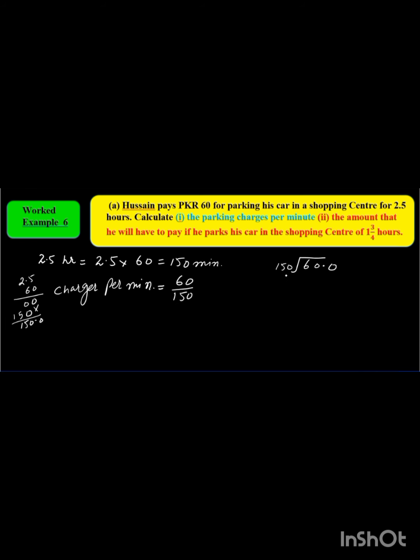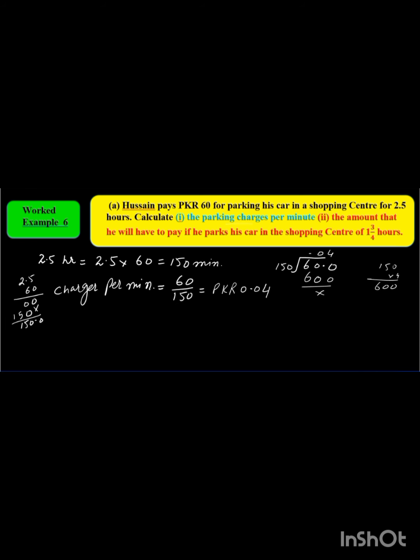And we will get 60 divided by 150. So in the table of 150, we have to multiply with 4. 4 0 0, 4 5s are 20 and 4 1s are 4. So our answer is 0.04. When you multiply with the 50, you will get your answer. So your charges per minute is PKR 0.04. That is your charge for one minute. So we have done the first question. We found the parking charges per minute. Okay, come to the next question now.